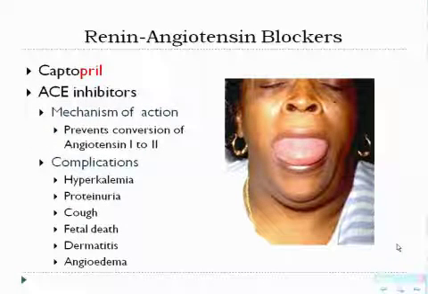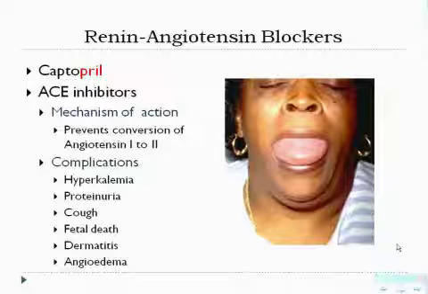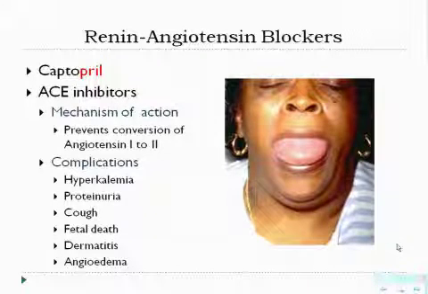The renin-angiotensin blockers, there are two kinds. There are, of course, the ACE inhibitors, such as captopril. They basically prevent the conversion of angiotensin 1 to angiotensin 2. The downside, the complications of this drug, is that it can induce hyperkalemia and proteinuria. If the person begins to develop a cough, there's a very good chance that this person within the next 6 months will develop angioedema.